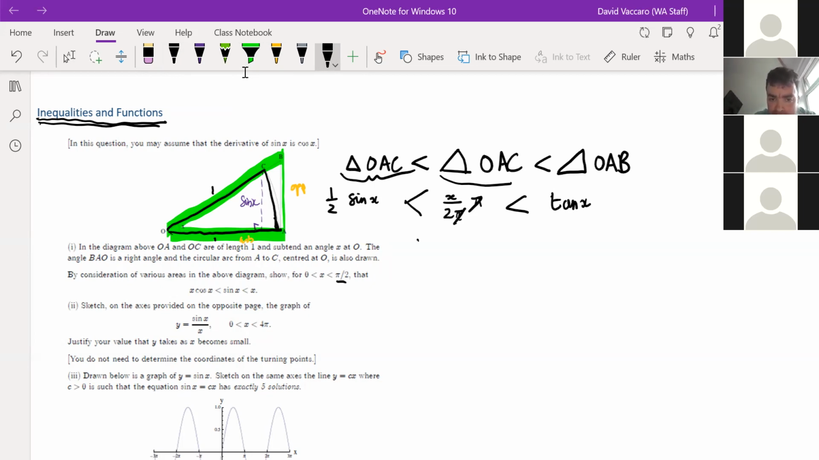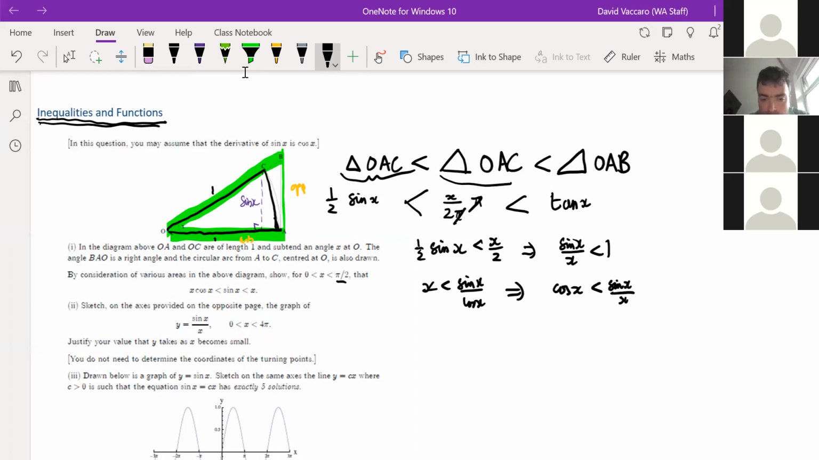Okay, so let's simplify these inequalities. We have half sine x is less than x over 2, which simplifies to sine x over x is less than 1. And then we've got x is less than tan x, and tan x is sine x over cos x. And then if we multiply both sides by cos x and divide by x, we get cos x is less than sine x over x. Actually, I've rearranged them into a slightly different form. If I multiply through by x, I get this inequality. And it was really that inequality that I wanted to show.